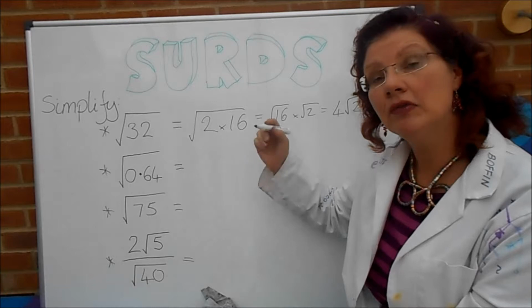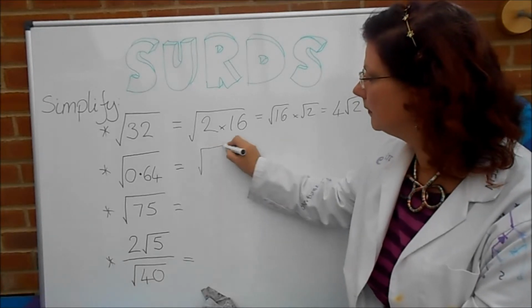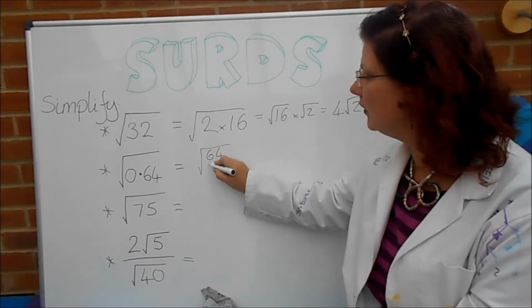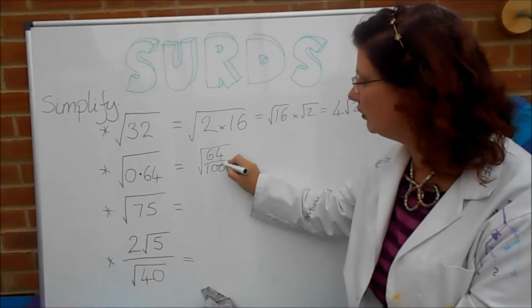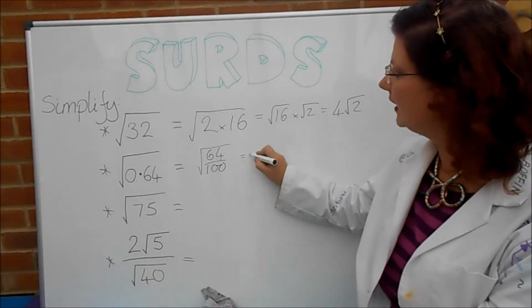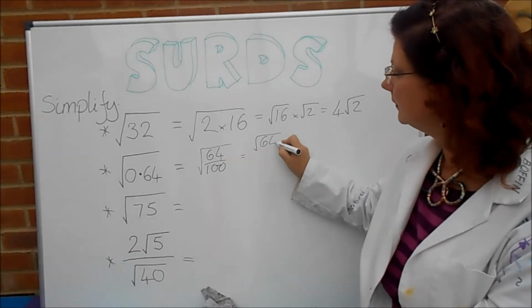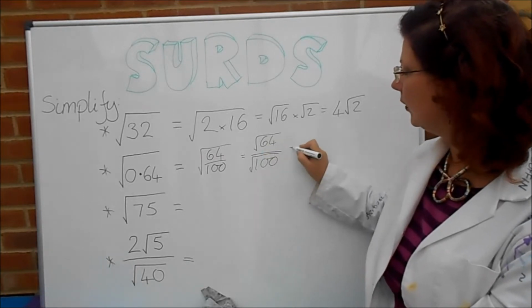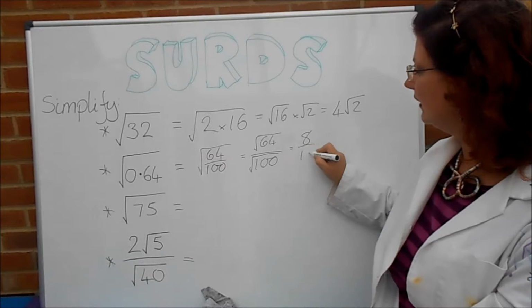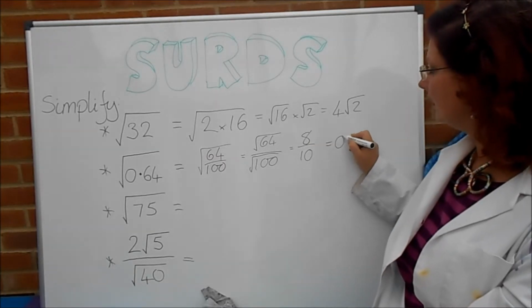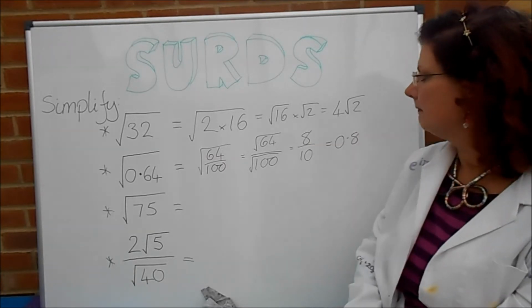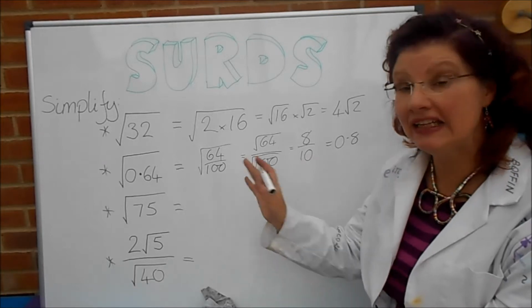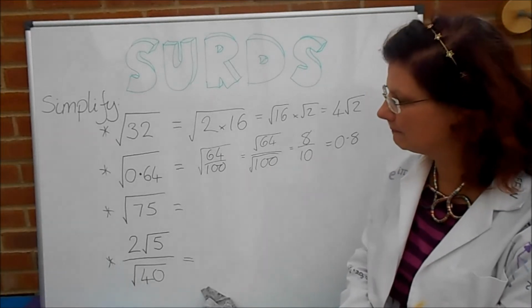For this one here, we're going to write 0.64 as 64 over 100. That then splits into root 64 over root 100, which is 8 over 10, or if you like, 0.8. And 0.8 times 0.8 is 0.64, so that works.